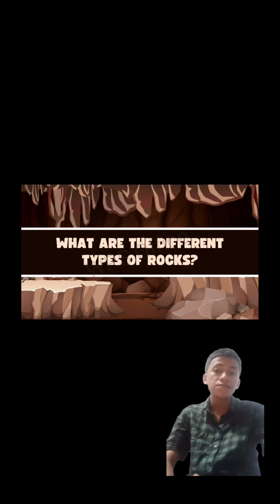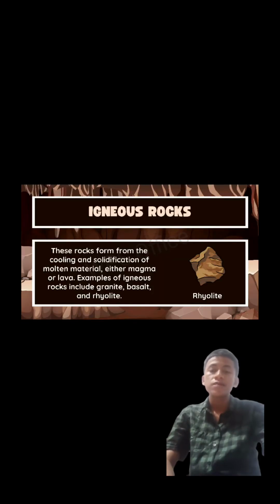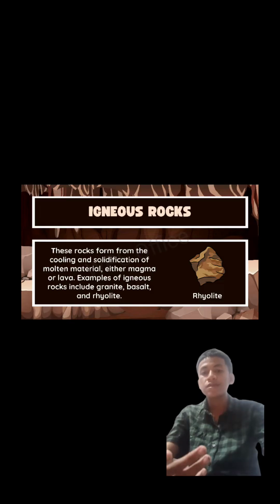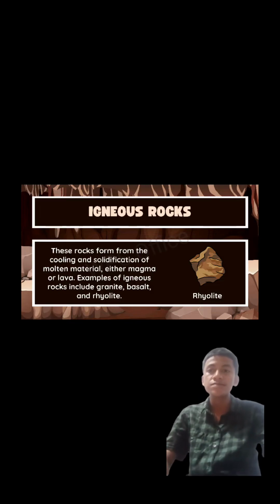What are the different types of rocks? First, igneous rocks. These rocks form from the cooling and solidification of molten materials, either magma or lava. Examples of igneous rocks include granite, basalt, and rhyolite. Like in the picture, rhyolite, you can see.